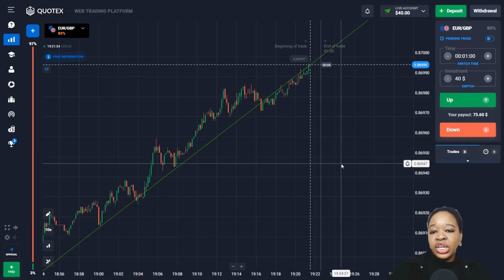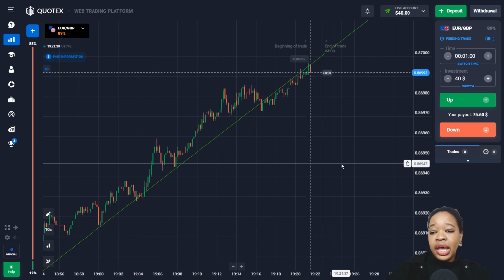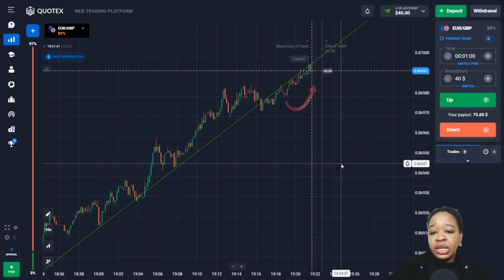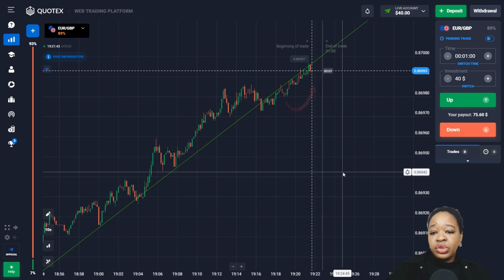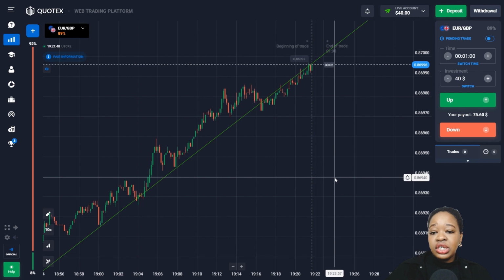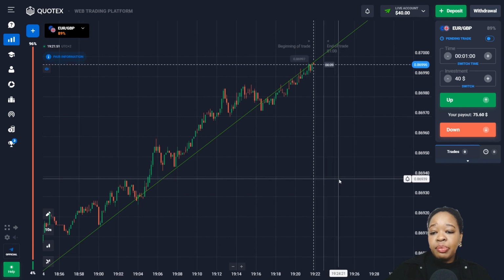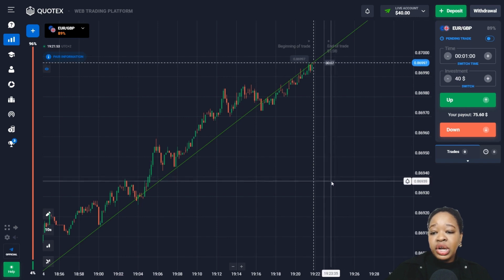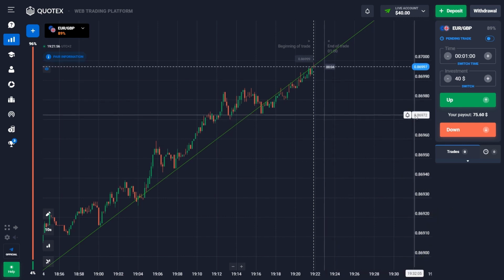So let me find my first entry point for today. As you can see on the chart, this is a very good upward movement, and also I added the trend line on the chart. You can see that price has trended according to the trend line and is moving higher and higher. This is a good moment to open a trade up for 1 minute because price is likely to keep trending higher.